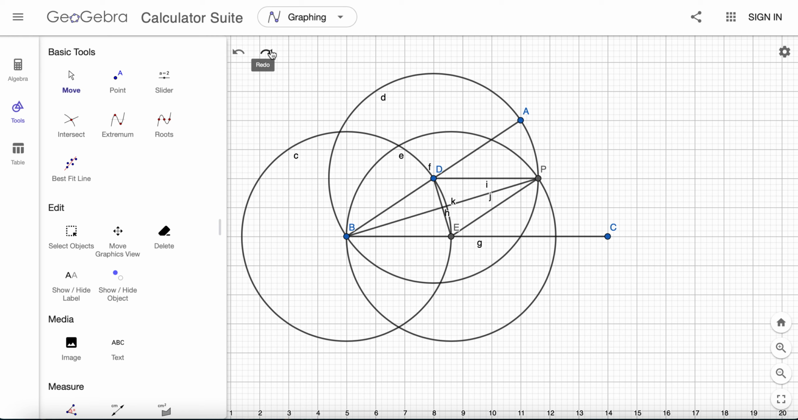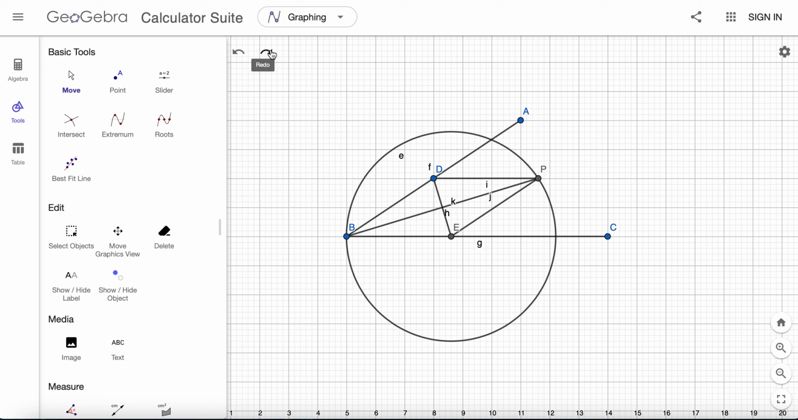Right now the drawing is a little bit clouded, so we're going to remove the circles so that we can see the picture better and understand better what's going on. So on the last page of the formative, question A says, draw quadrilateral BDPE. Which type of quadrilateral is this? This quadrilateral here is a rhombus.